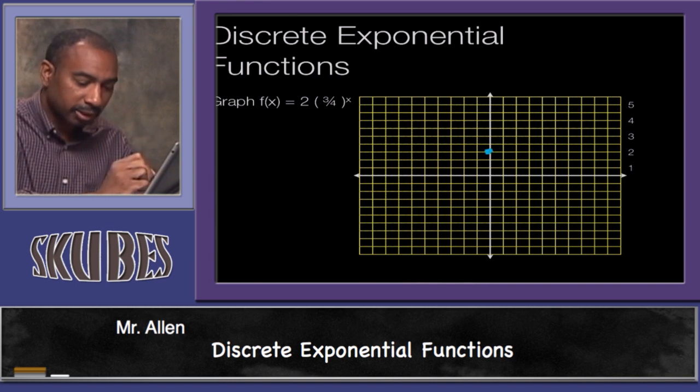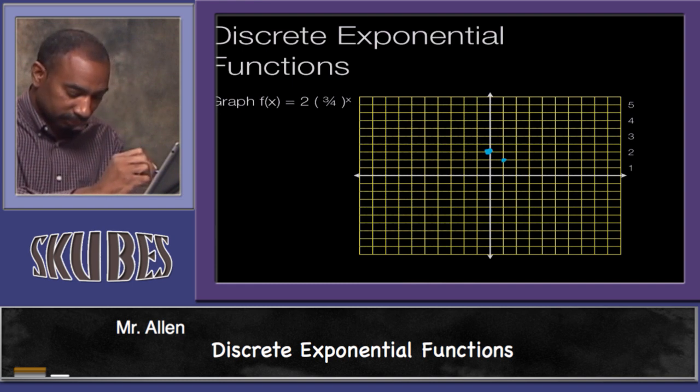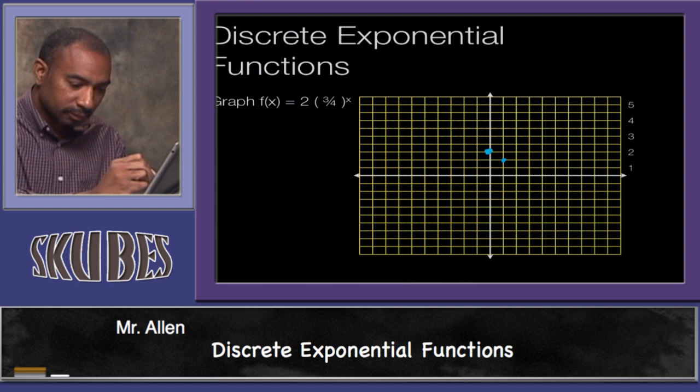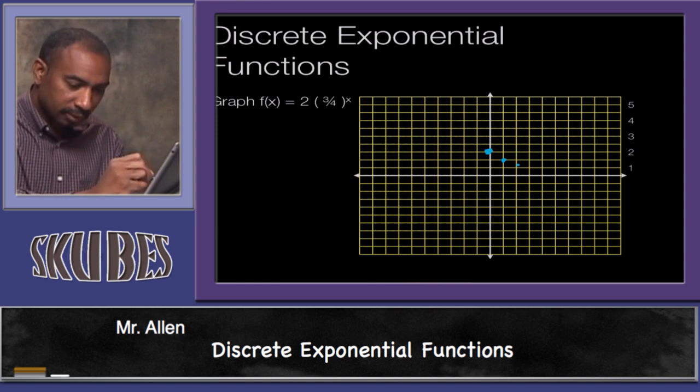When x is 1, we're going to get 1.5. So that's roughly here, 1.5. When x is 2, you're going to get 1.25. It'll be roughly about here, in between there. When x is 3, it's going to be a little less than 1, almost 1, but not quite.